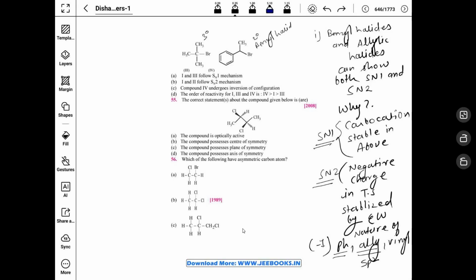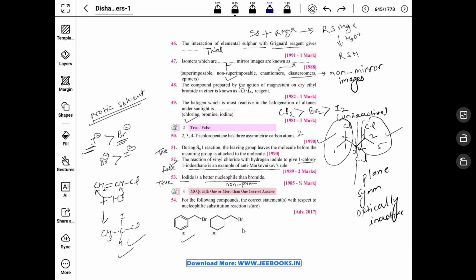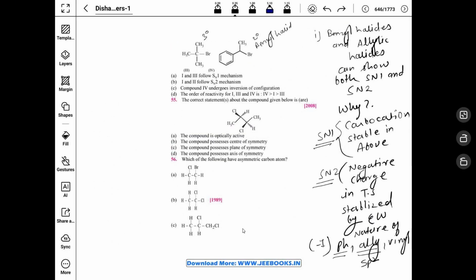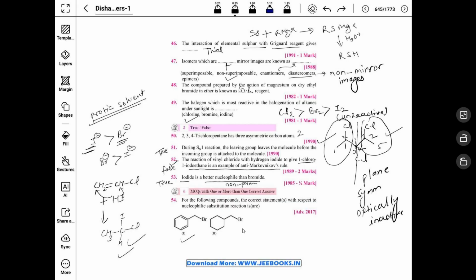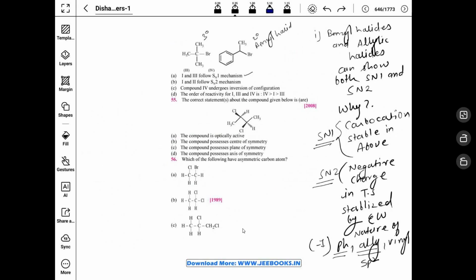Okay, now what is the question? 1 and 3 follow the SN1 mechanism. So what is 1? 1 is this one, benzyl halide, and 3 is tertiary halide. Yes, they can show the SN1 mechanism. This one is correct. 1 and 2 follow the SN2 mechanism. 1 we saw already. 2, what is 2? Okay, 2 is this one. This is primary, so it can also show the SN2 mechanism. This also looks correct to me.